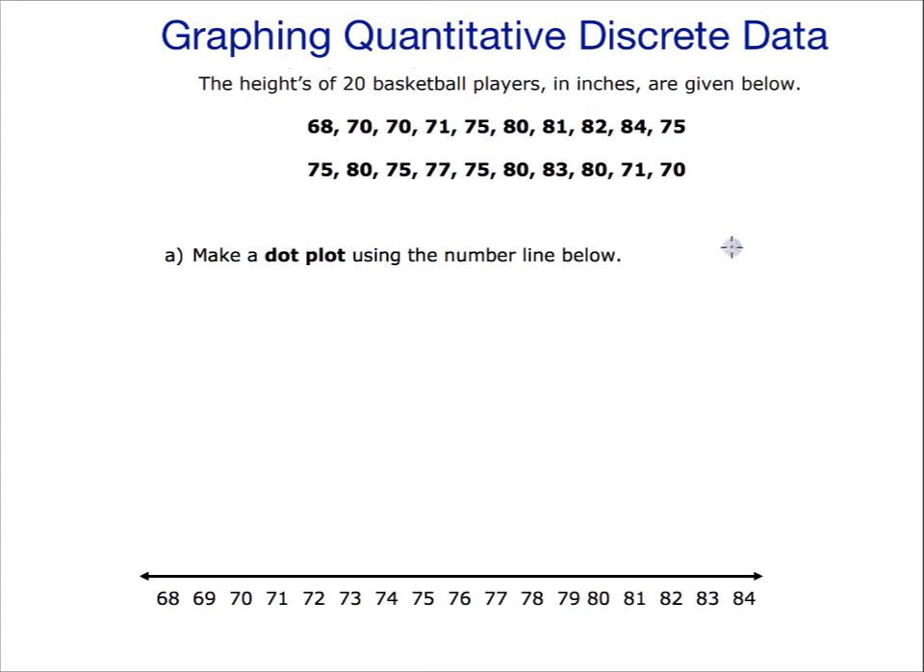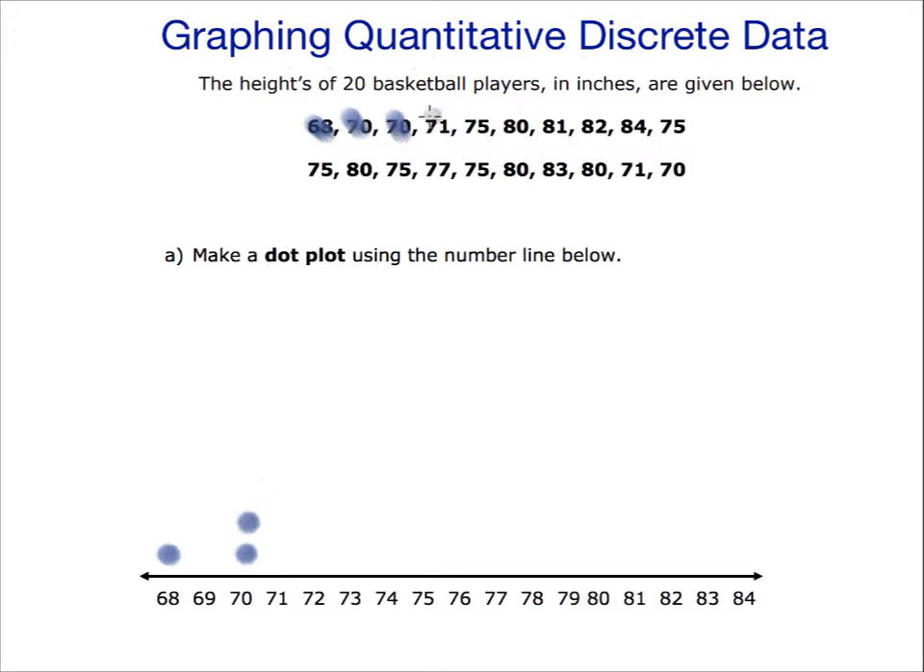Second statistics video, we're going to look at graphing quantitative discrete data. More exactly, we're going to look at three types of graphs that we can use with discrete data: the dot plot, the box plot, and the stem and leaf plot. So let's first look at how to determine a dot plot.